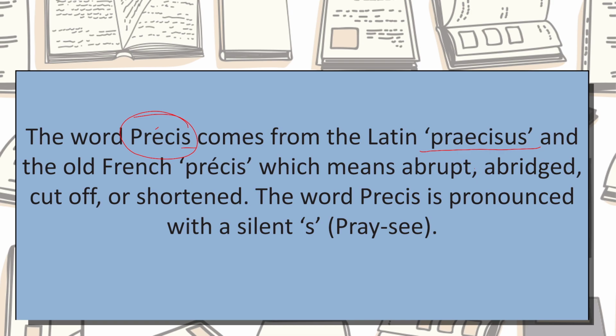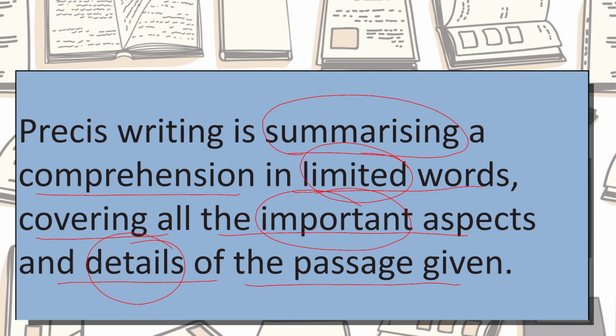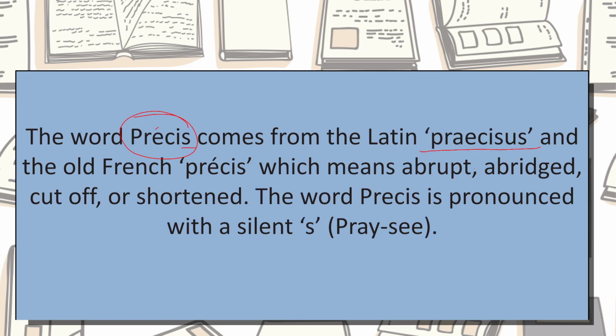It means abrupt, abridged, cut off, or shortened. Just like we do in our précis writing, we abruptly make some changes. We do the abridged form. Abridged means that you are shortening it. You are cutting off unnecessary, non-important details or ideas, and you are shortening it. So précis has multiple meanings. It means abrupt, abridged, to cut off, or to shorten or shortened anything.